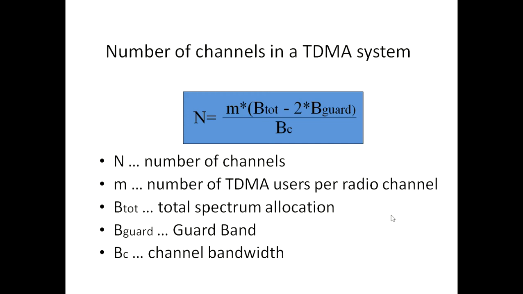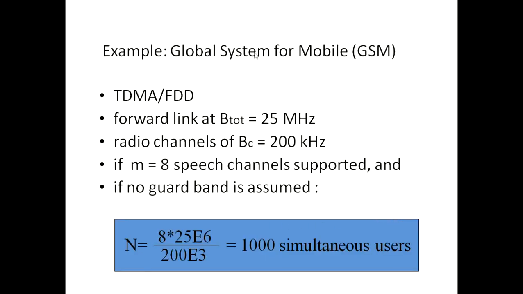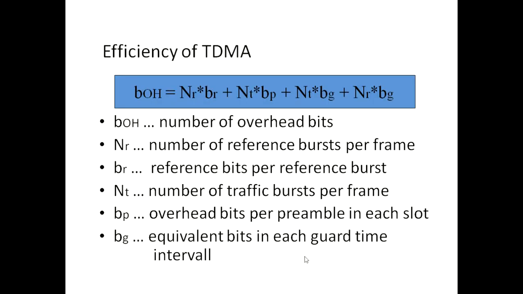And this is an example for GSM, the global system for mobile, based on the formula which we have seen on the previous slide. To calculate the number of users, if you substitute the given values here, you will get N equal to 1000 simultaneous users, which means that in GSM, by using the TDMA FDMA concept, we can accommodate 1000 simultaneous users in one frame.